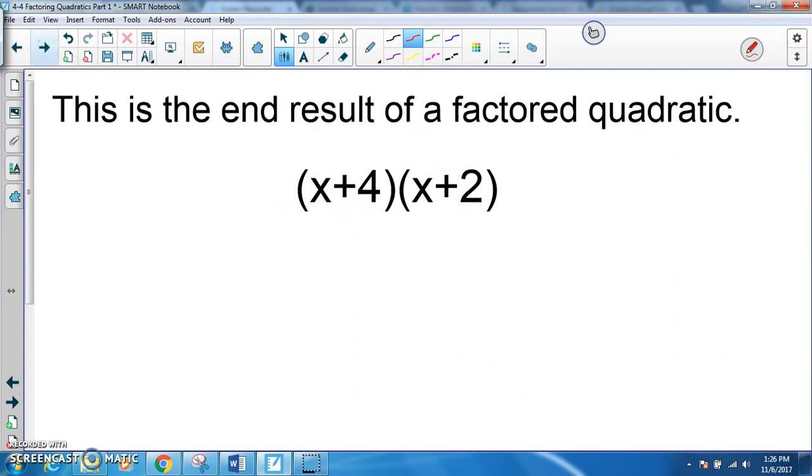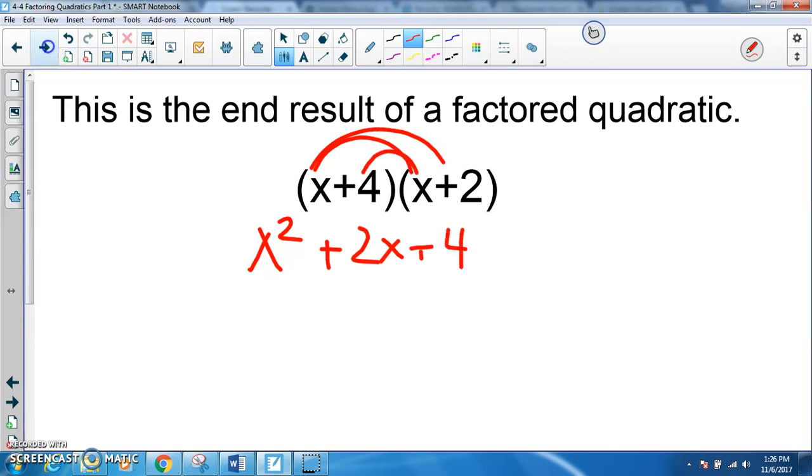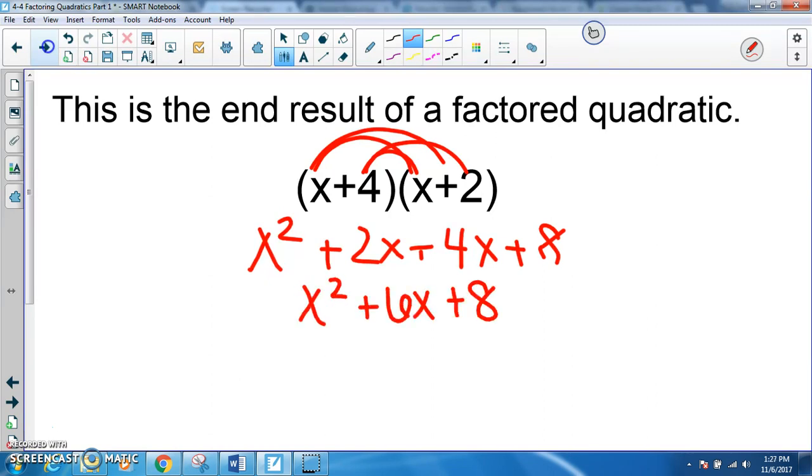This is the end result of a factored quadratic. When we see these 2 binomials, normally we would think to multiply them. And we do that by FOILing. So we get x squared plus 2x plus 4x plus 8. Therefore, we get x squared plus 6x plus 8.